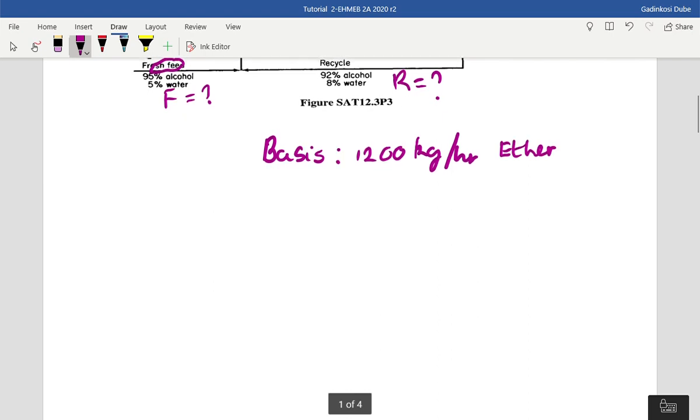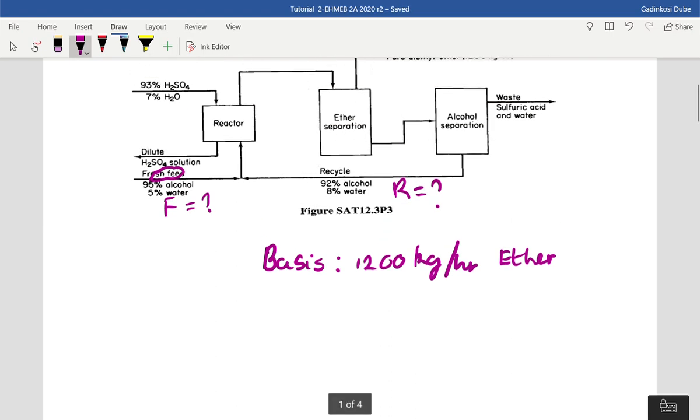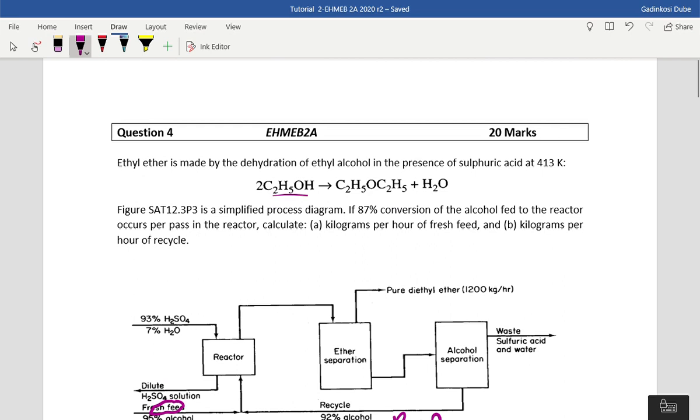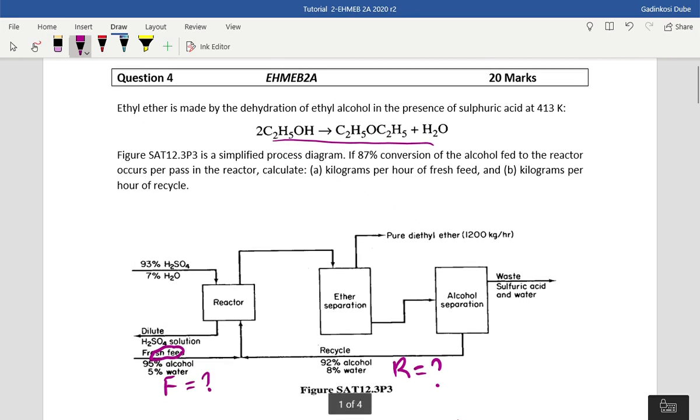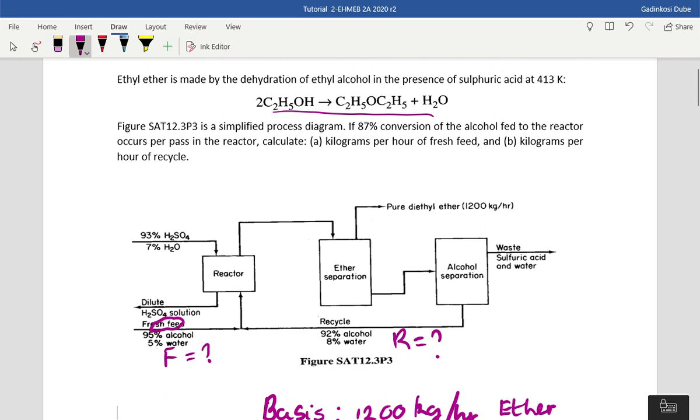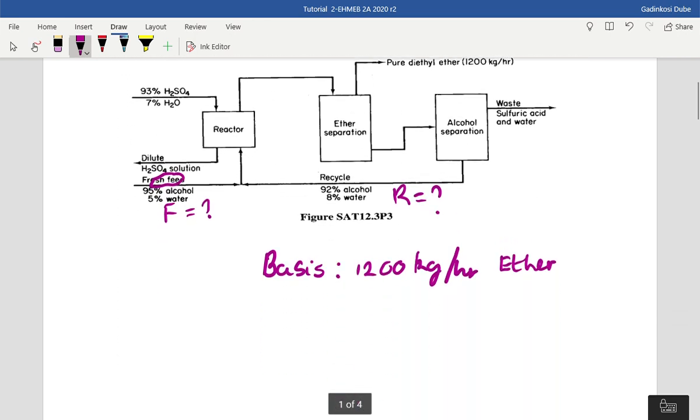Just bear in mind what is it that you're looking for. You're looking for the fresh feed. I've denoted with the question mark. F equals question mark and R equals question mark. So it's the fresh feed and the recycling stream. So now that you've given your basis, you can go now and write down your chemical reaction equation. But you can just first convert even your basis into moles because when you're using the chemical reaction equation here, the chemical reaction equation always requires that you use molar ratios if you have to determine the other values. So you must make sure that everything is in moles.